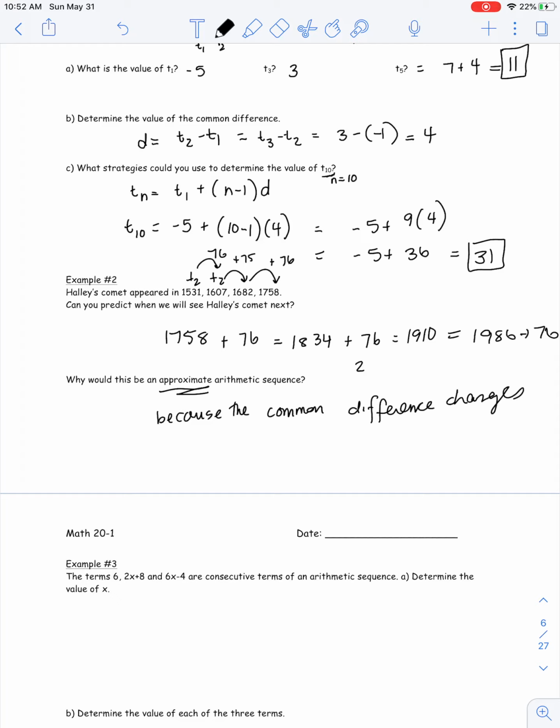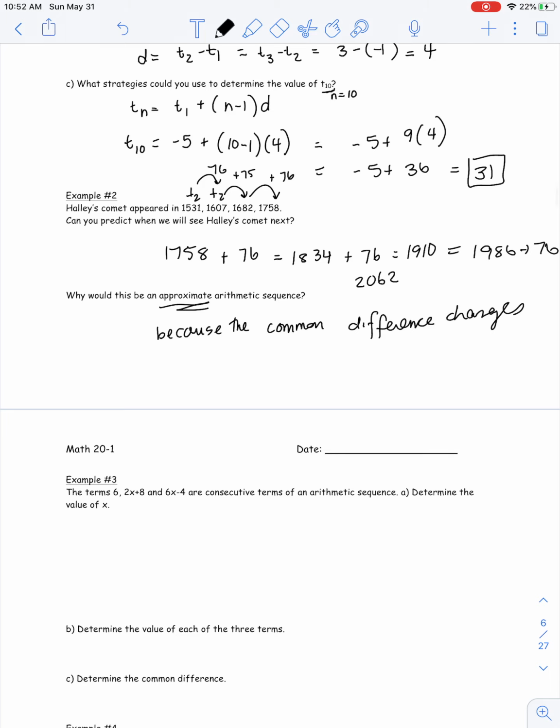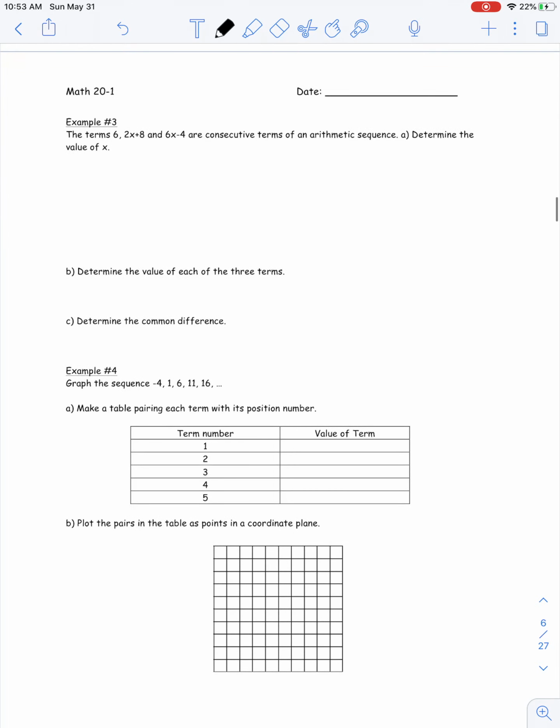And then we're saying that approximately in the year 2062 is the next time you guys would see Halley's Comet. Okay, so these are just ways of using the arithmetic sequence in nature, even though it might not be fully accurate. It's going to give us a range of years if we use 75 all the way to 76 years as the common difference. Example number 3.